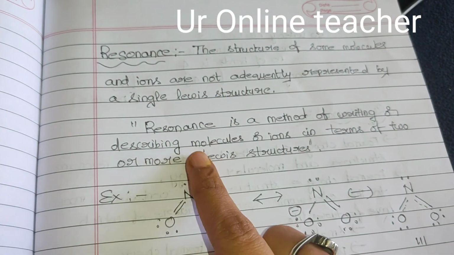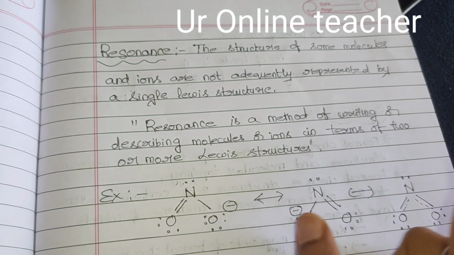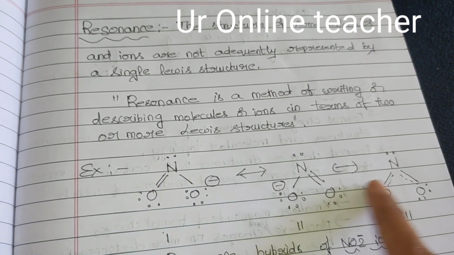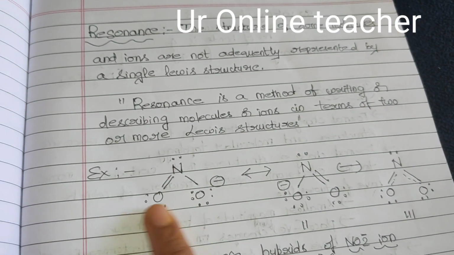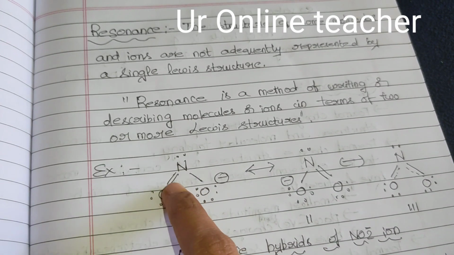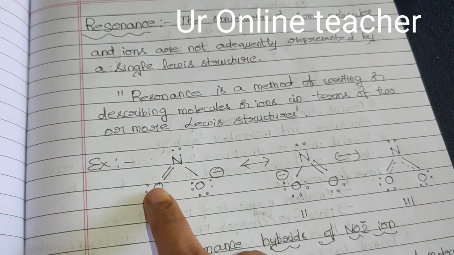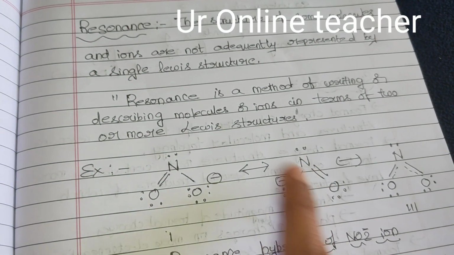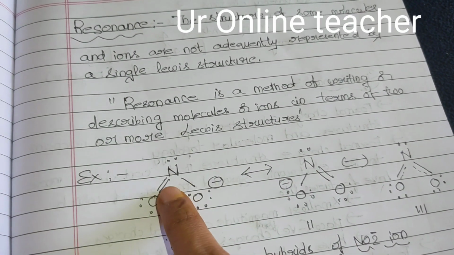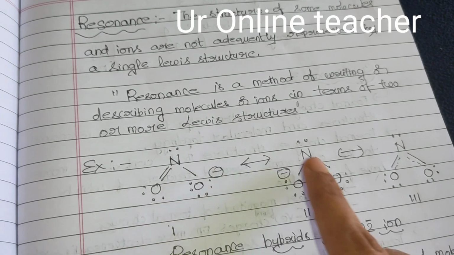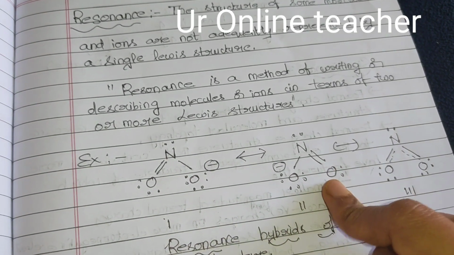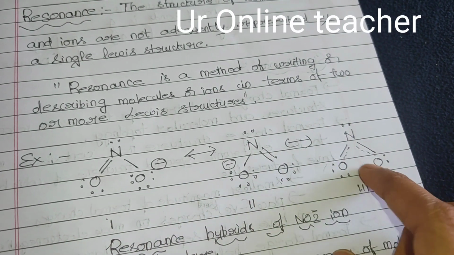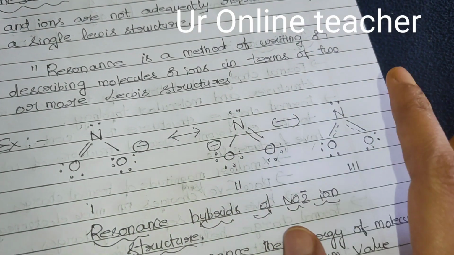So what is resonance? It is a method of writing or describing molecules or ions in terms of two or more Lewis structures. So it is called resonance. So here see NO2. So here the double bond is there. So one more resonance structure, so this double bond may be on this side also. So one more resonance structure, or we can say this double bond is rotating between these two. So that is the third structure.